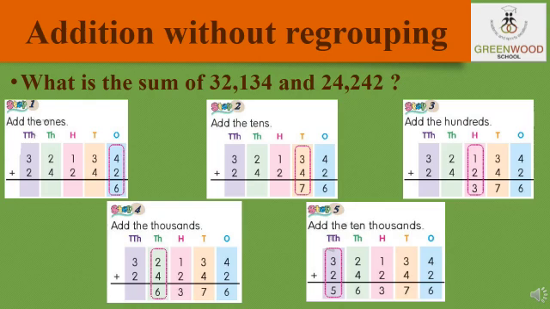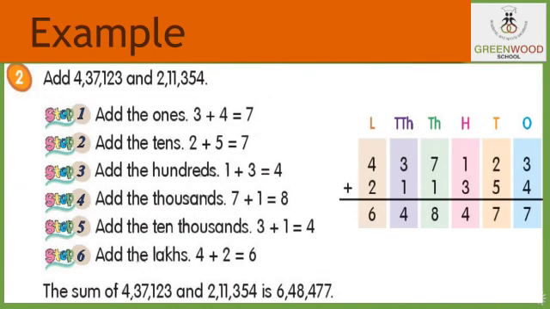Step 2, add the tens. 3 plus 4 equals 7. Step 3, add the hundreds. 1 plus 2 equals 3. Step 4, add the thousands. 2 plus 4 equals 6. And the last, step 5, add the 10,000s. 3 plus 2 equals 5. Now as you can see in the example, in the result we get only one digit number at each place, that is known as addition without regrouping. Let's see one more example.